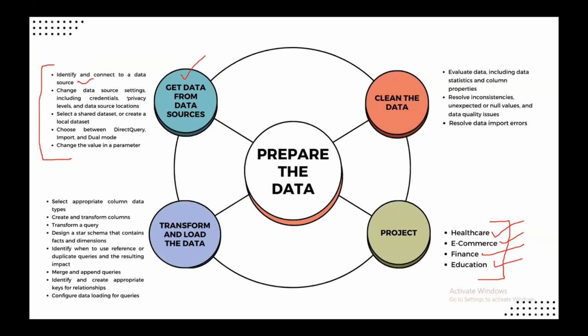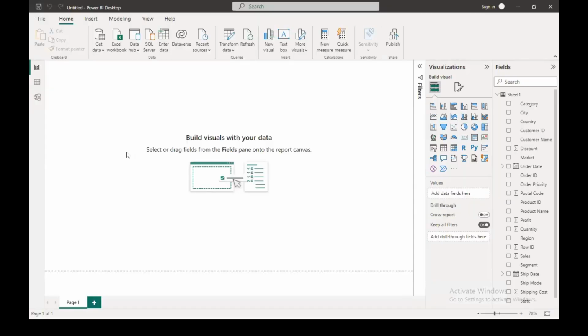Change data source settings, including credentials, privacy level, and data source locations. Use a shared data set or create a local data set. Choose between direct query, import, and dual mode. Change the value in the parameter. All this will be explored in our next session. We will just see how to create our first visualization and how we can create visualizations in it, so that we can be aware of our data.